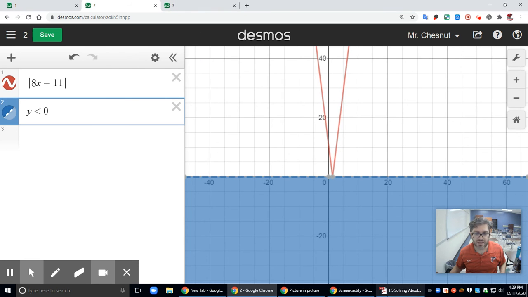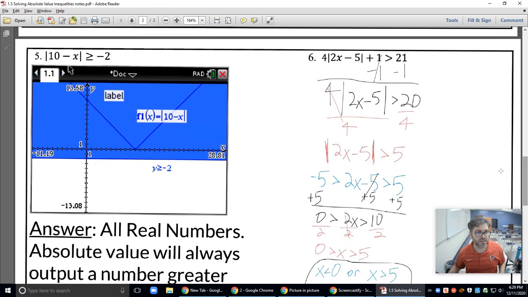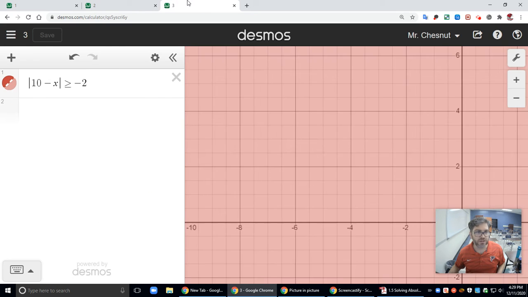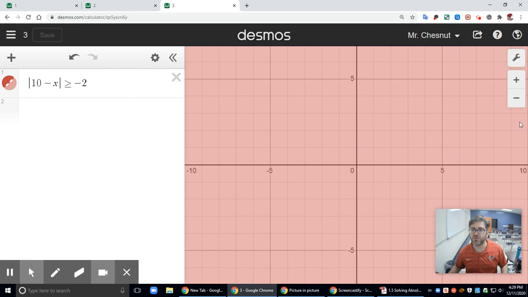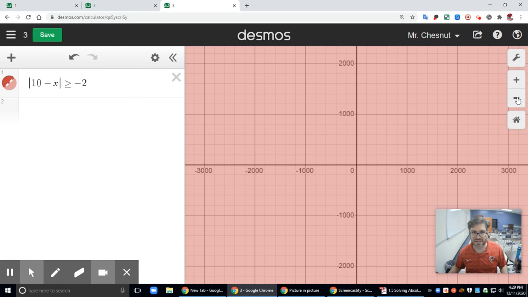Another example, the opposite of no solution, would be all real numbers. In this example, I have a solution of all real numbers. Here it is graphed in Desmos, typed in all in one line. You see everything shaded in. If you zoom out a whole bunch, it just keeps staying shaded.